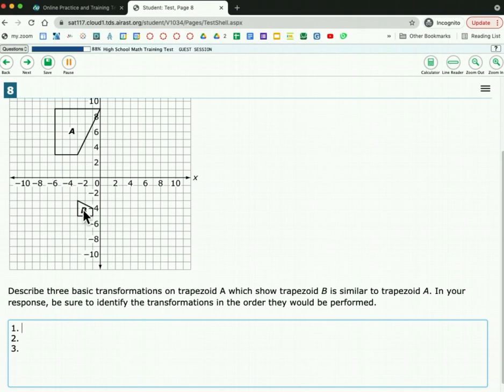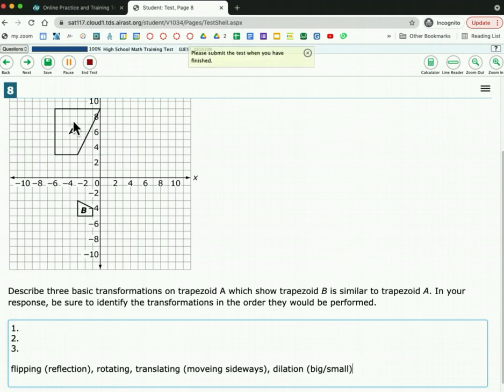I would say I need to rotate it. Oh, there's also reflection, which is flipping over, right? So you have 3. You have flipping, which is reflection, rotating, you have translating, which is moving sideways, and you have dilation, which is big or small. This is from geometry.